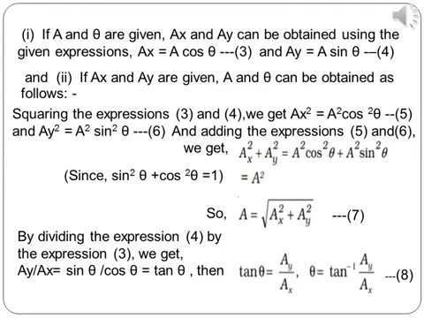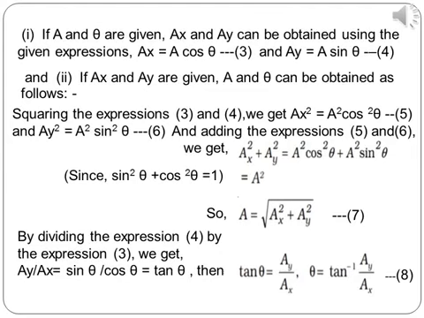You get Ax square plus Ay square is equal to A square cos square theta plus A square sin square theta. Since sin square theta plus cos square theta is equal to 1, this expression becomes Ax square plus Ay square is equal to A square. Then A is equal to the square root of Ax square plus Ay square, which is the expression 7. You got the magnitude of the vector A.